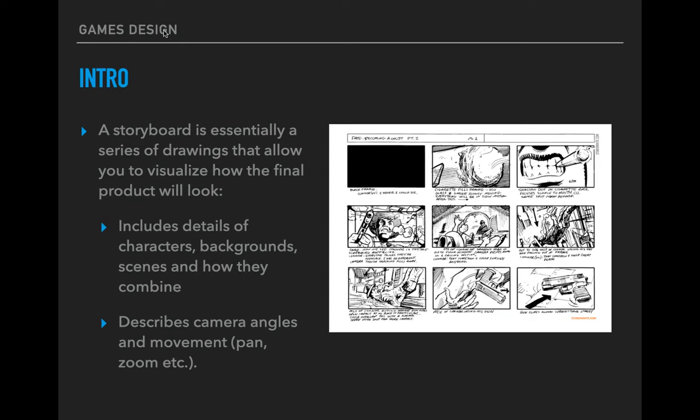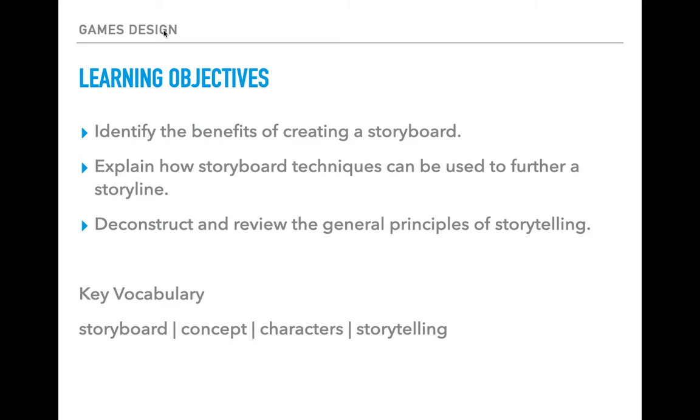Our intro to this. A storyboard is essentially a series of drawings that allow you to visualize how the final product will look. It includes details of characters, backgrounds, scenes, and how they combine together. It also describes camera angles and movement, so if there's a pan, if there's a zoom, etc. How are you going to tell the story of your characters as they progress through their journey?